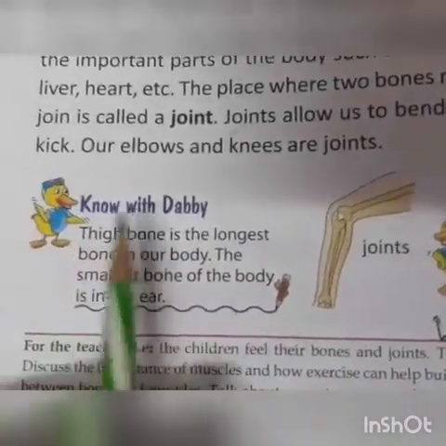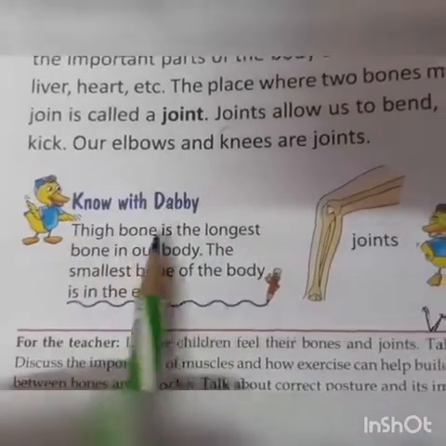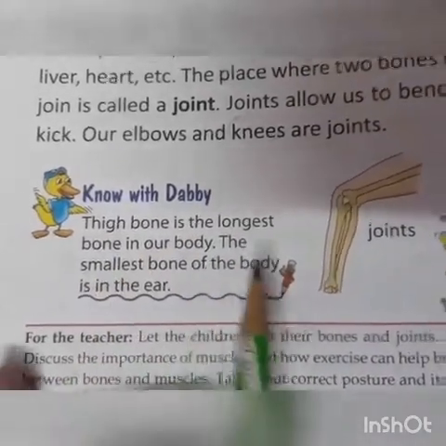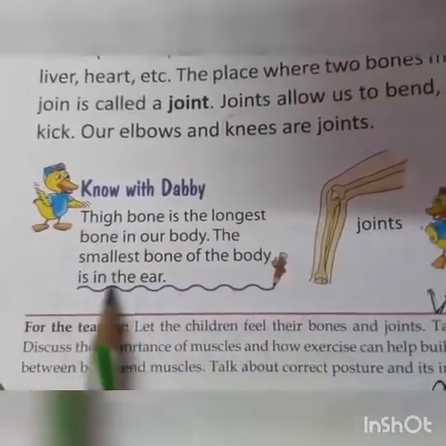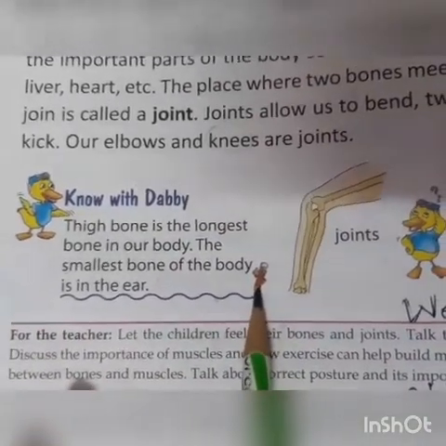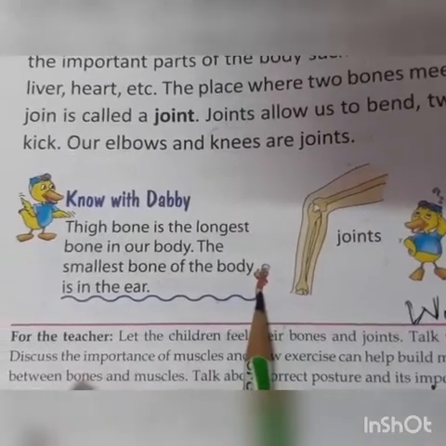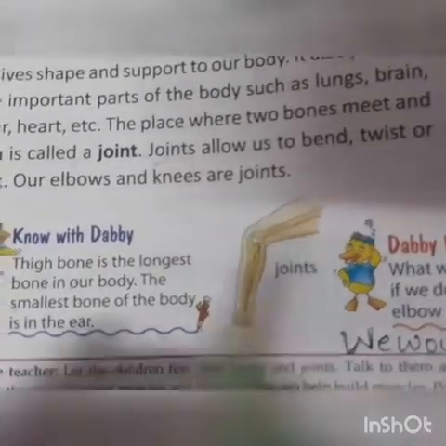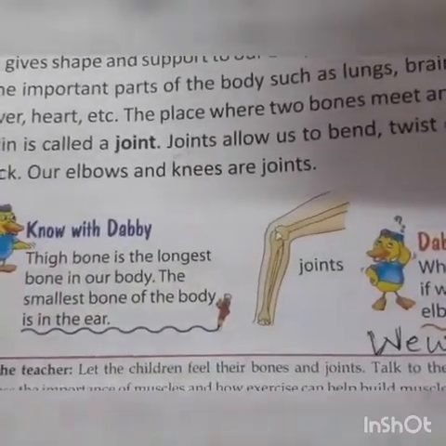Now here, thigh bone is the longest bone in our body. The smallest bone of the body is in the ear. अब हमारे body के अंदर जो bones होते हैं, the length of all the bones in our body is different according to the organs where they are. कहाँ पर वो bone है, उसके हिसाब से उसकी length होती है.